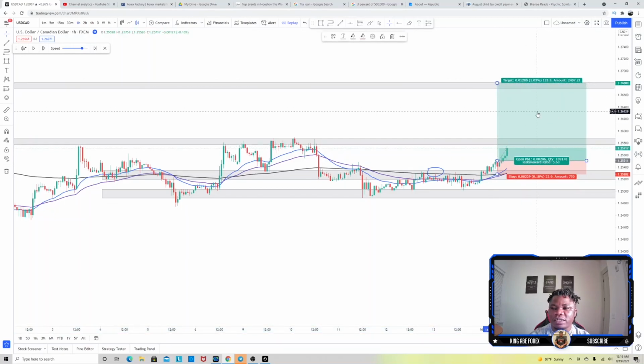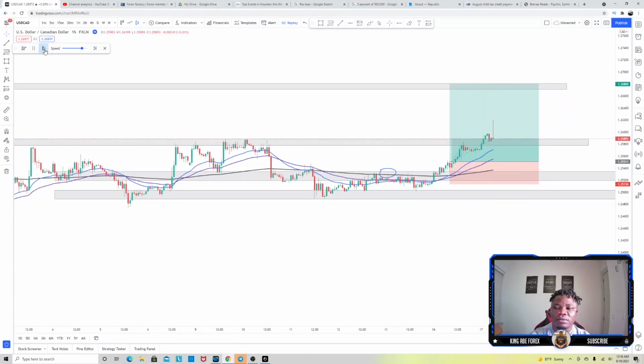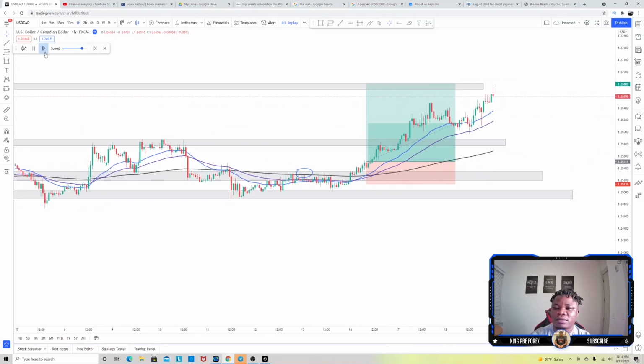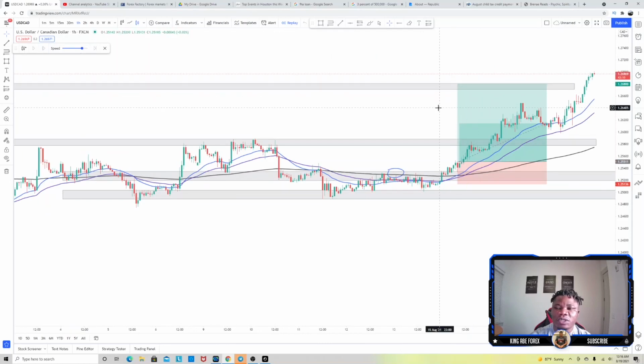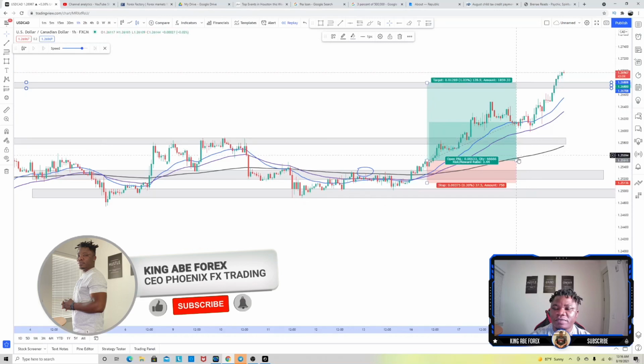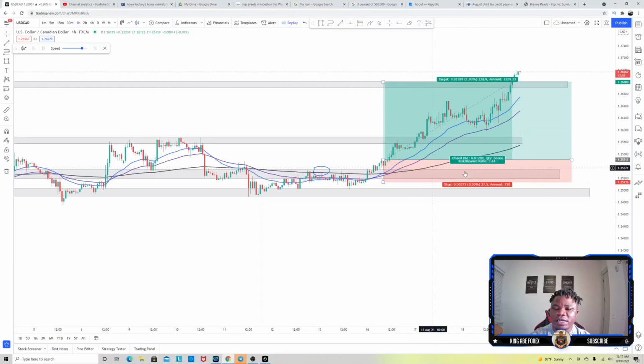Now we got our target for 128 pips here, and for our stop loss, we can have it right below the 3 EMAs, for 37 pips. Right there, we got our take profit smash for 128 pips, and our stop loss 37 pips, risk to reward ratio 3 to 4.